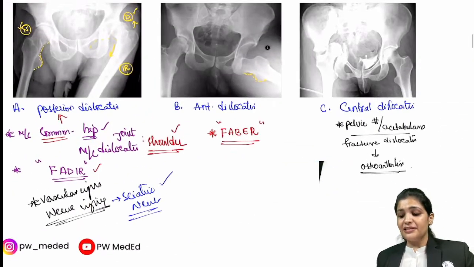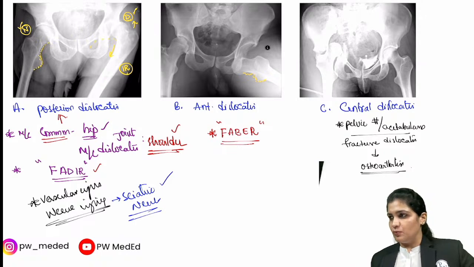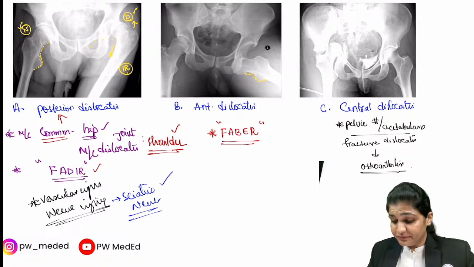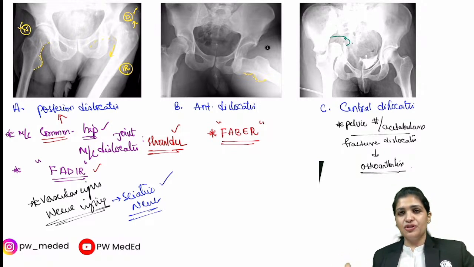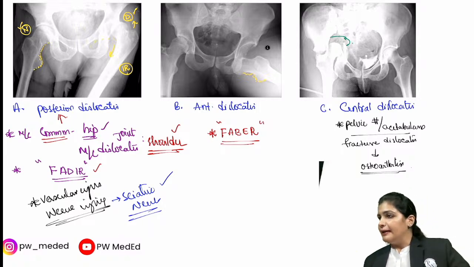So that is the treatment for your posterior dislocation of hip, right? And central dislocation is inevitably always associated with what is called a fracture dislocation. So usually we go for an open reduction, and you have to reconstruct the acetabulum based upon the X-ray and the CT scan.